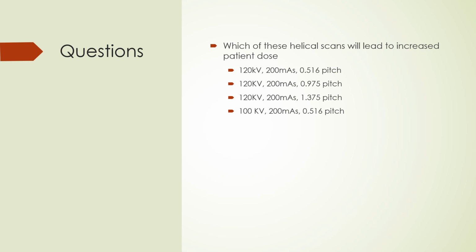Next question. Which of these helical scans will lead to increased patient dose? Your choices are: first choice, 120 kV, 200 mAs, 0.516 pitch. Second choice, 120 kV, 200 mAs, 0.975 pitch. Third choice, 120 kV, 200 mAs, 1.375 pitch. Last choice, 100 kV, 200 mAs, 0.516 pitch. The correct choice that will lead to increased patient dose is the first choice, 120 kV, 200 mAs, 0.516 pitch.